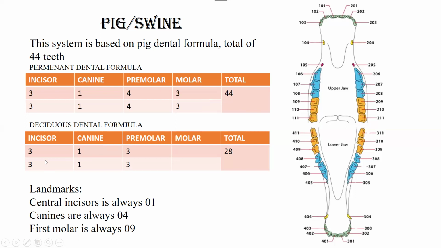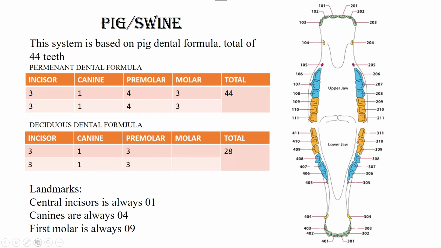Same for the deciduous dental formula. Count the upper arcade teeth on one side, multiply it by 2, count the lower one, multiply it by 2, and then add those two numbers and you will get 14. So you should remember the dental formulas of each animal. That is very important in clinics.